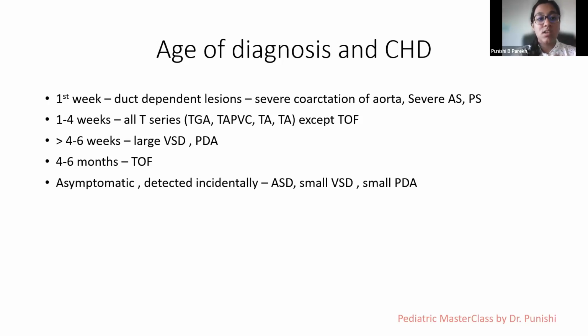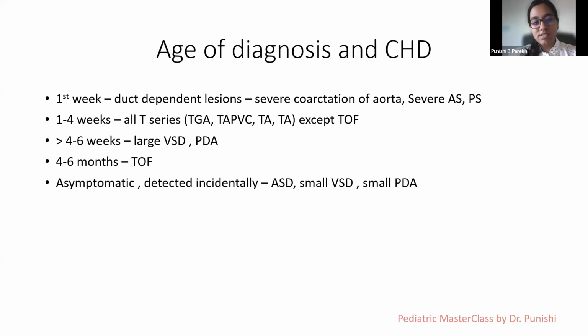Whereas those conditions that present between 1 to 4 weeks of life, you need to think of the T series like TGA, TAPVC, truncus and tricuspid, but remember, not TOF. TOF usually presents at about 4 to 6 months of age. There's a reason why you will not see TOF commonly presenting this early as the other T series do. But why does TOF not present so early? We'll look at that when we discuss TOF in detail.